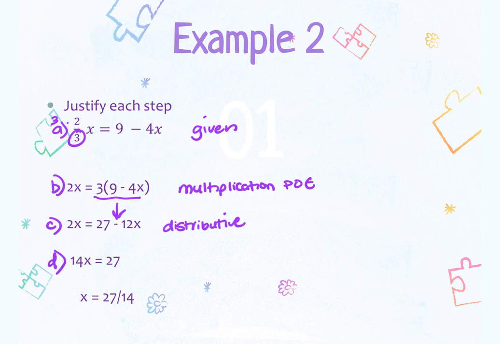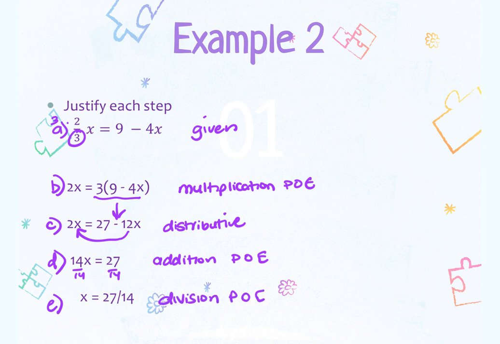In D, comparing C to D, the 12 moved over here with the 2, so we added 12x to both sides, and that's the addition property of equality. And E, from D to E, we divided both sides by 14, so this is the division property of equality.